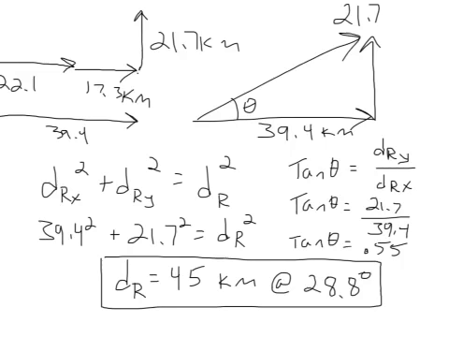To find this angle right here, we use the tangent function. It's the opposite over adjacent, so it would be dry over drx. The 21.7 divided by 39.4 gives us 0.55. Then you have to apply the inverse tangent in your calculator to get this 28.8. And that's a really important note here. As we work with vectors and these trig functions, it's very important that your calculator is always set in degree mode, not in radian mode.